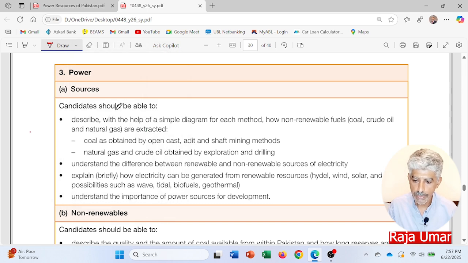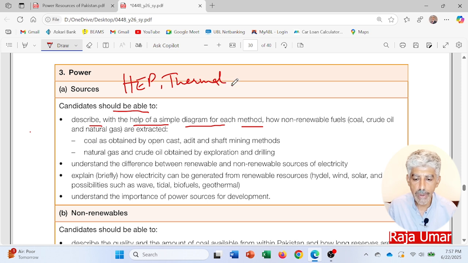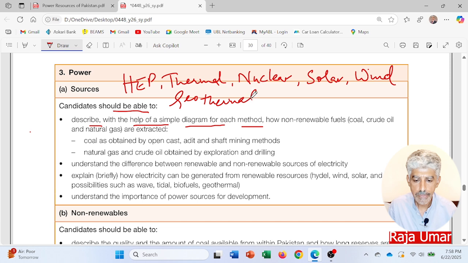candidates should be able to describe with the help of a simple diagram each method of power. We will talk about the hydroelectric power, we will talk about the thermal power, we will talk about the nuclear power, we will talk about the solar power, wind power, and a bit about the geothermal, tidal, and biogas and biomass.